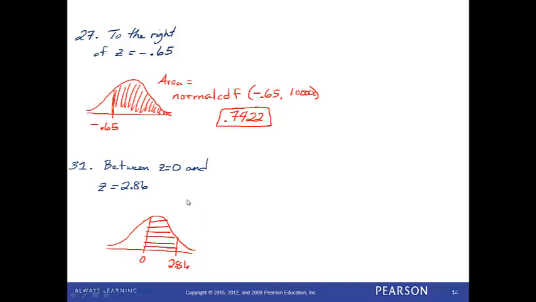So now I'm going to do my normal CDF. The lower limit is 0 and the upper limit is 2.86. So again, let's get inside the command for our normal CDF. The lower limit is 0 and the upper is 2.86. Type it in and we should get 0.4979.